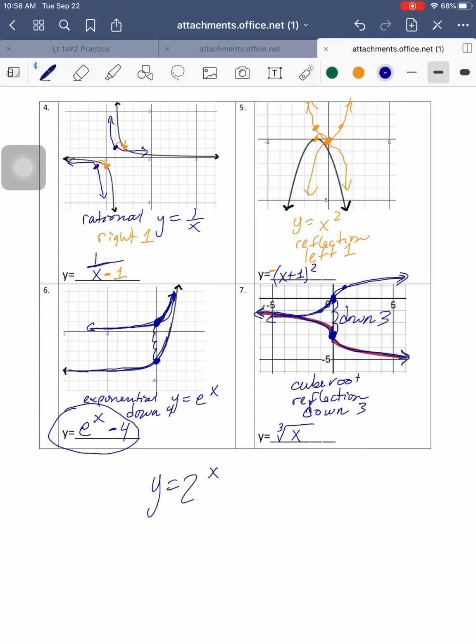Is there any kind of left or right? Nope, so nothing inside, underneath the cube root. And then down 3 after the cube root, after the parent function. Make sure the -3 is not underneath the cube root.